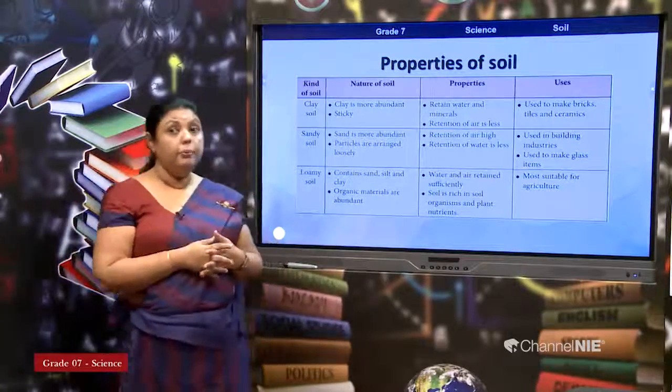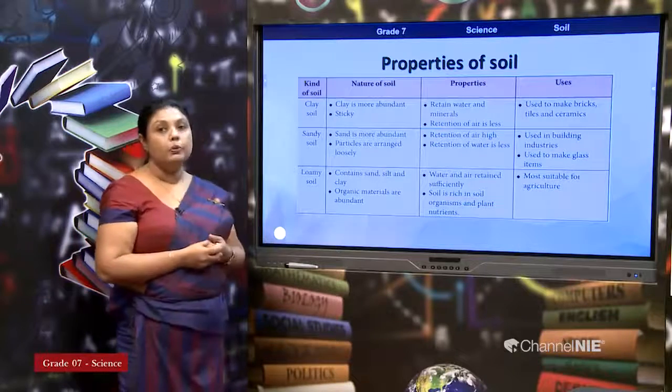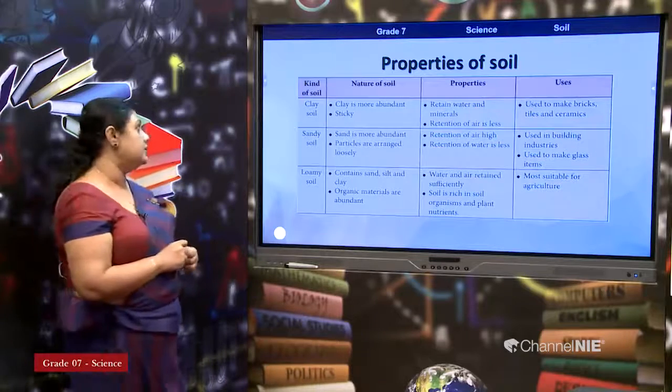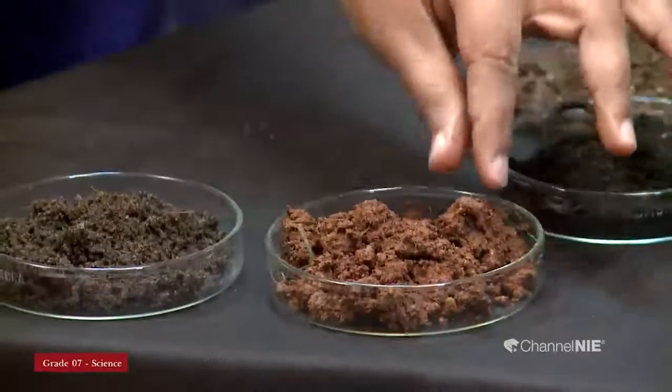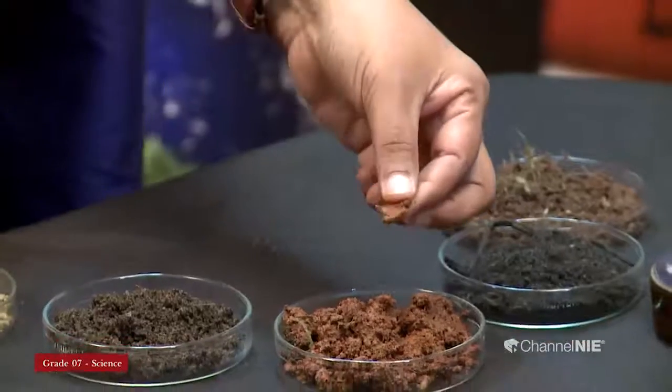Property, as I told you, is how it is made. Now, we will see how these properties are. We will try to identify these properties. Clay soil. I will show you again. Clay, now if you can remember the color, yes, correct. This is the color, that is brown color. If you touch this, you can see it's sticky.